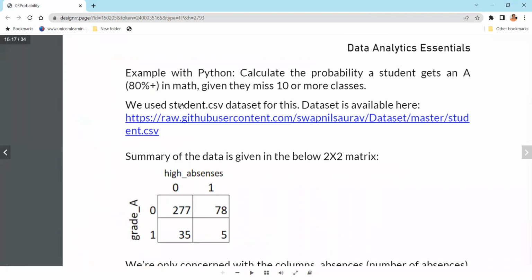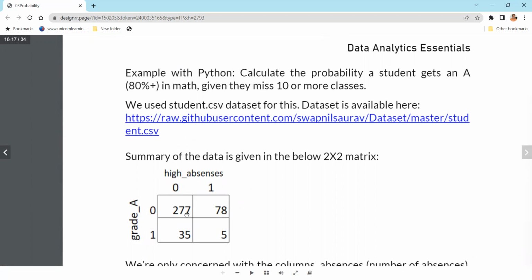Okay. So see here. Probability of a student gets grade A. Okay. So this is grade A and absences. High absences versus grade A. What does 0, 0 mean? They don't have high absences. That means they attend class frequently. They are almost regular, but they have not got grade A.